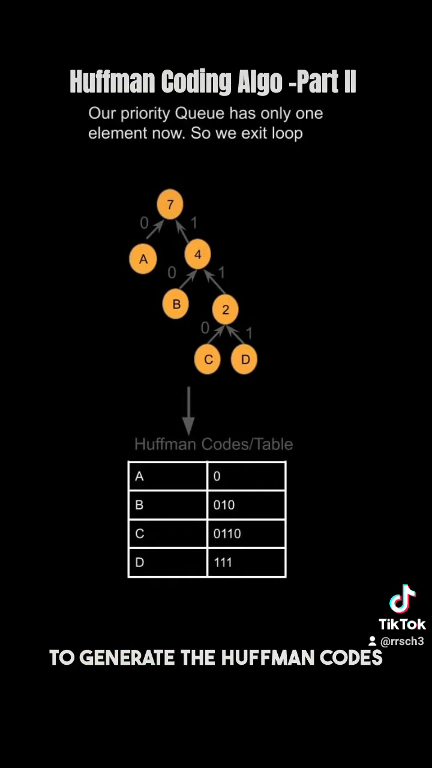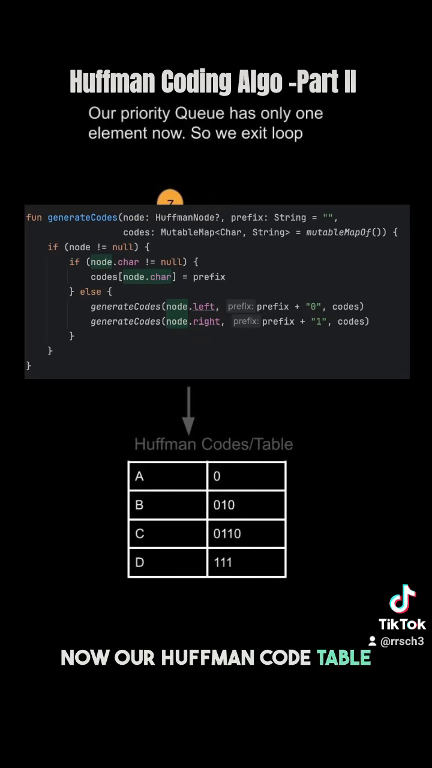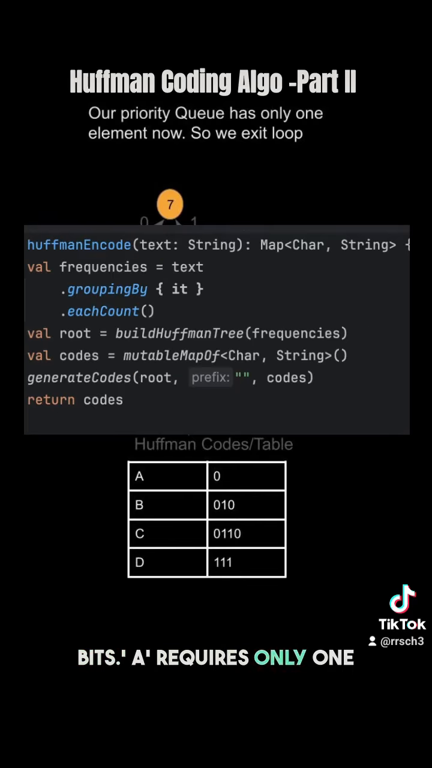To generate the Huffman codes, we simply traverse the tree to every leaf node and append the binary value strings together. Now our Huffman code table looks like the following. The most occurring character has the least number of bits. A requires only 1 bit, which is 0. D, which is the least occurring character, requires 3 bits, and its bit code is 111.